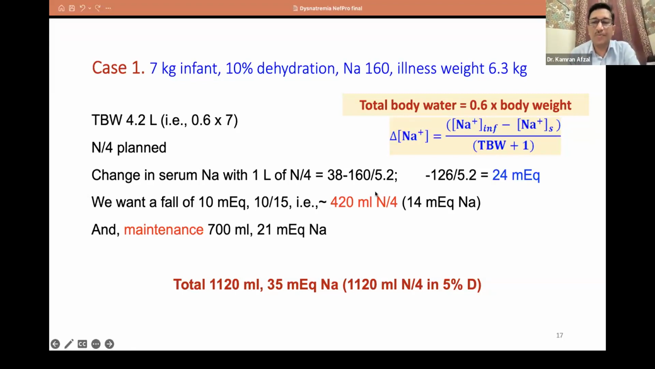And this 420 ml of N/4 would contain around 14 milliequivalents of sodium. Of course, the maintenance sodium is around 21 milliequivalents. So the total amount of fluid that we need is 700 plus 420, which is 1120 ml. And the total amount of sodium is 21 plus 14, which is 35 milliequivalents. So we are roughly coming to the same figure of 1100 to 1200 ml with N/4 in 5% dextrose solution for replenishment.